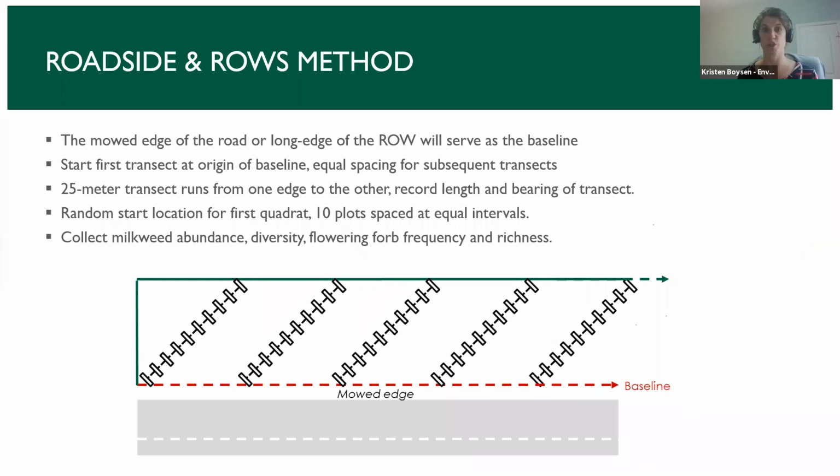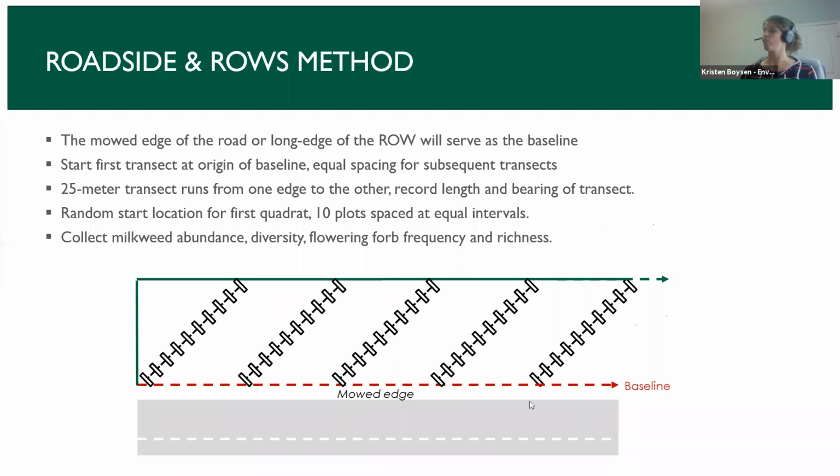All right, number 2 is the roadside and right-of-ways method. And if you guys get really into this and are doing a lot of road sampling, we have a whole other tool specifically designed for this that also has a Survey 123 app. So ask me questions about that later if you want.